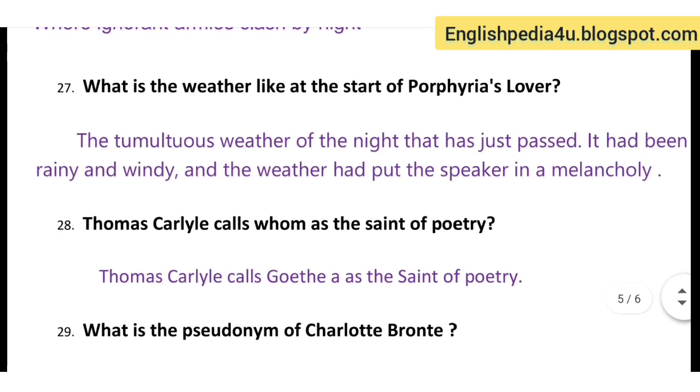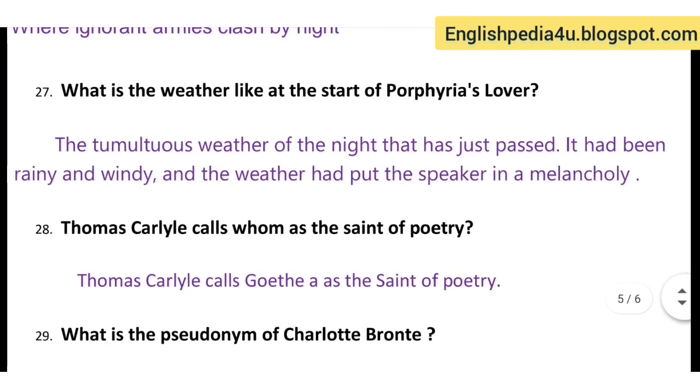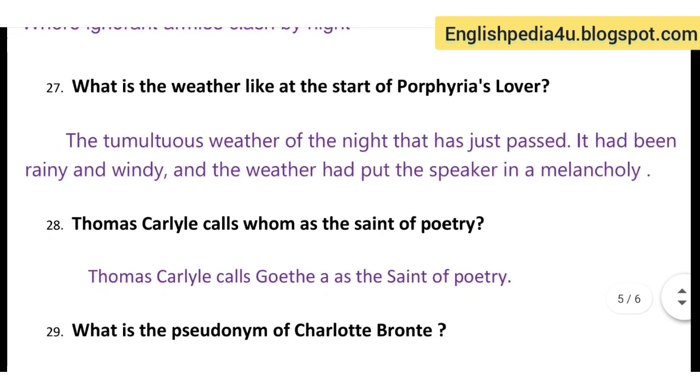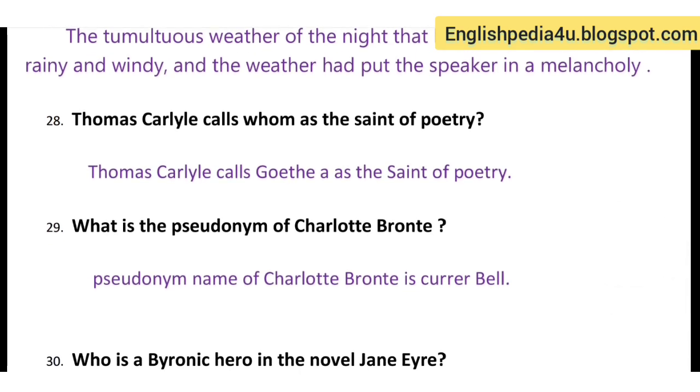27. What is the weather like at the start of Porphyria's Lover? In the poem Porphyria's Lover, what is the weather like? The weather was the tumultuous weather of the night that has just passed. It had been rainy and windy, and the weather had put the speaker in a melancholy mood. So this is the answer. Thomas Carlyle calls whom the saint of poetry? Thomas Carlyle calls Goethe the saint of poetry.